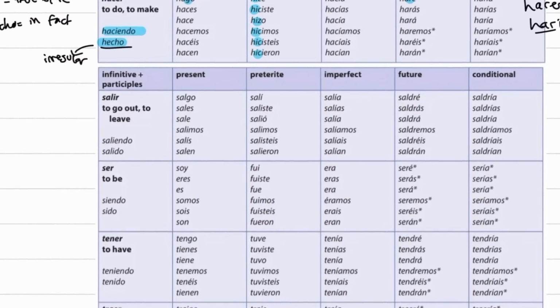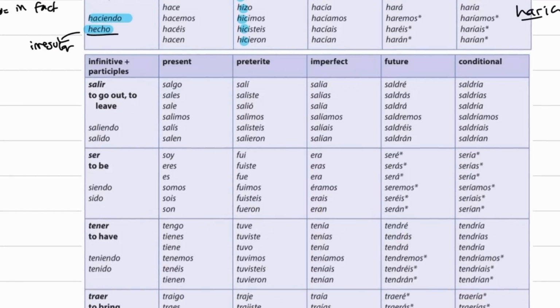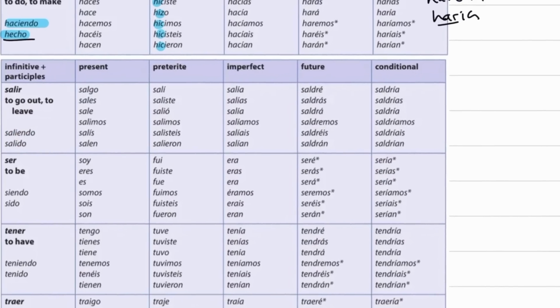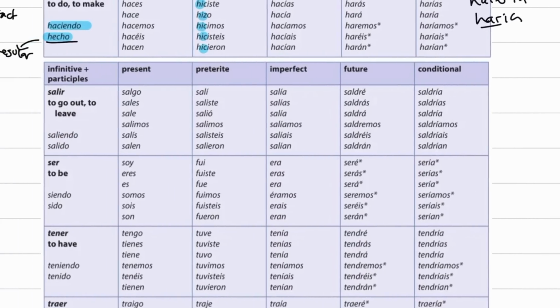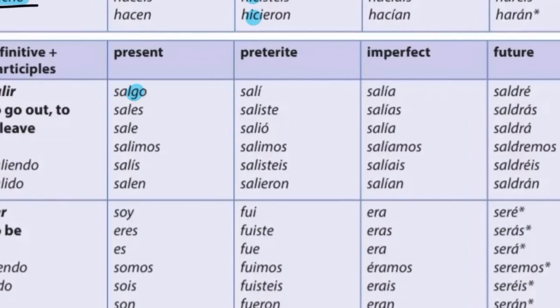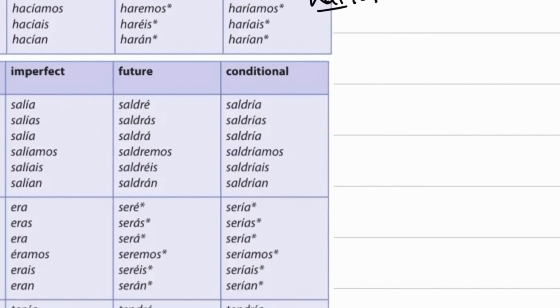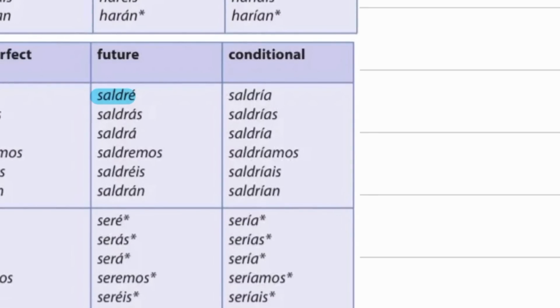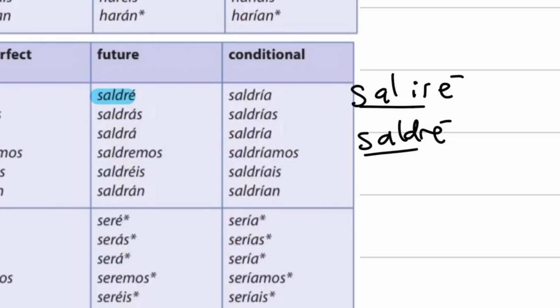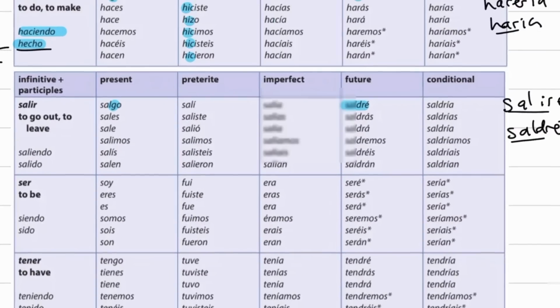Salir isn't that bad. It's not irregular with the participles here. However, in the present tense, we've got a random G in there: salgo, not salo, it's salgo. The other ones are pretty much okay. And then in the future tenses, we've also got SALDR. So we're not saying, for example, saldré with an i, it's saldré. So the stem changes there, but apart from that, the present and the imperfect ones are okay.